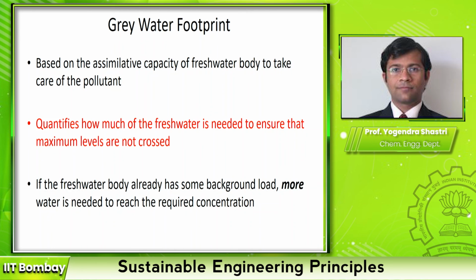To just elaborate further, grey water footprint is based on the assimilative capacity of a freshwater body to take care of the pollutant, and it therefore quantifies how much of this particular fresh water is needed to ensure that maximum levels are not crossed. So if the freshwater body already has some background load of that particular pollutant, then you need more water to reach the required concentration.